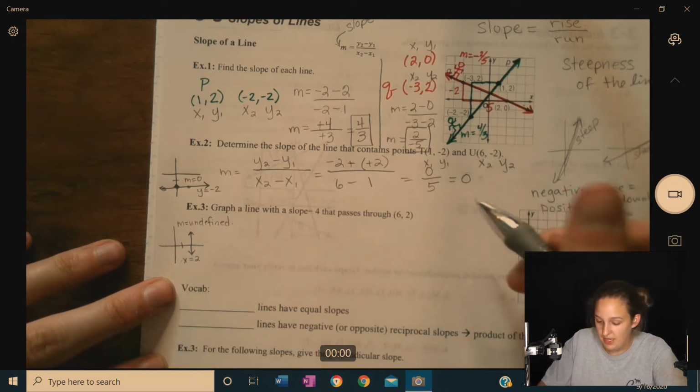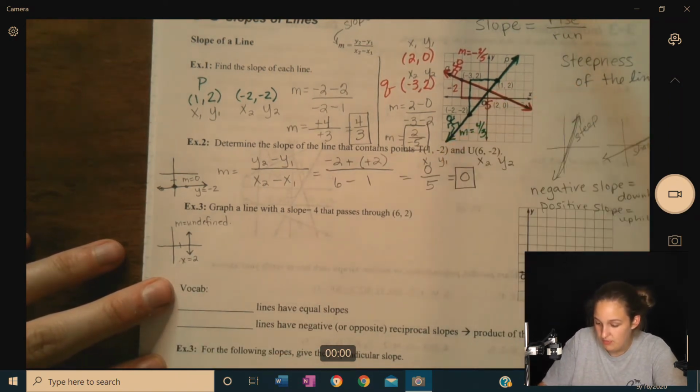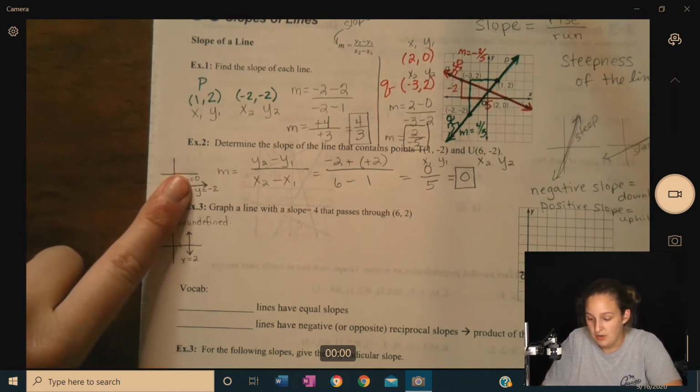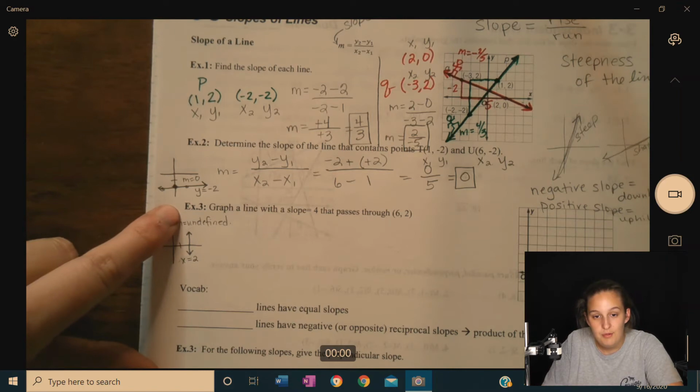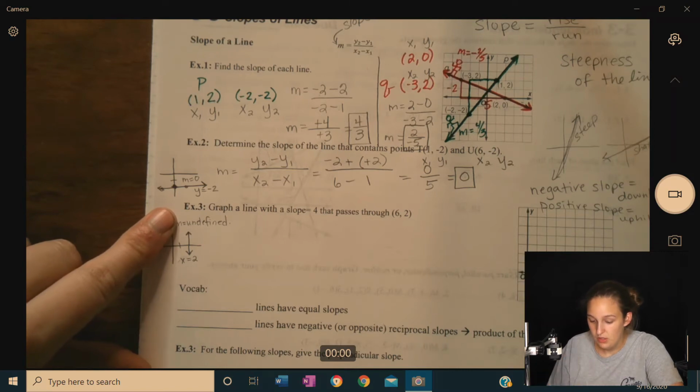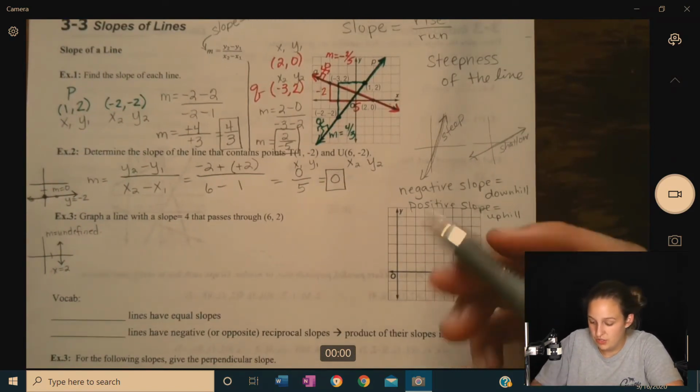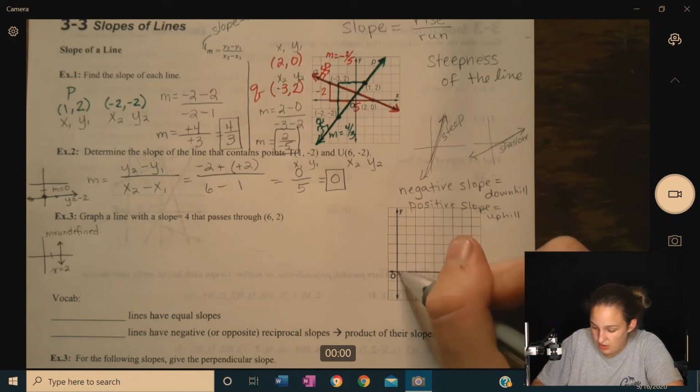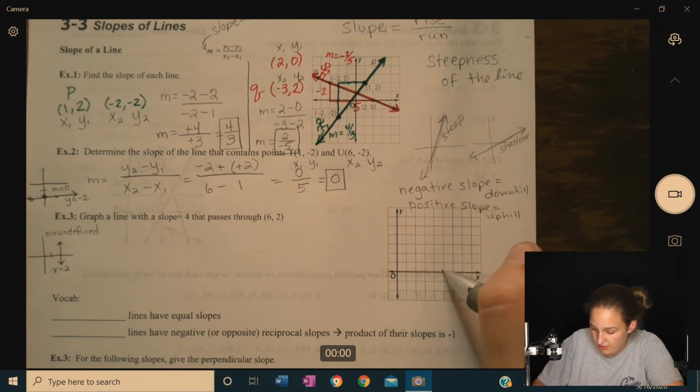All right, so now we determine the slope of example 2 as being 0. Let's go on to example 3. If we're going to graph a line with the slope of 4 that passes through 6, 2. Okay, so now we know what the slope is and we know where it passes through. We want to graph the line. So one way to do this, let's go to 6, 2. So you go to the right 6, 1, 2, 3, 4, 5, 6, and then up 2. So this is the ordered pair right here, 6, 2.